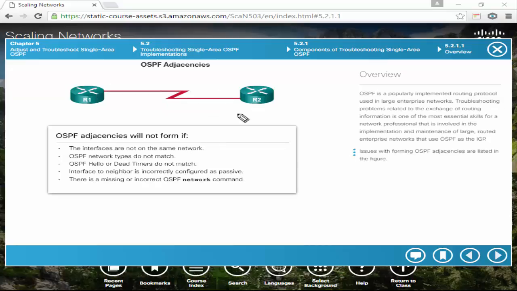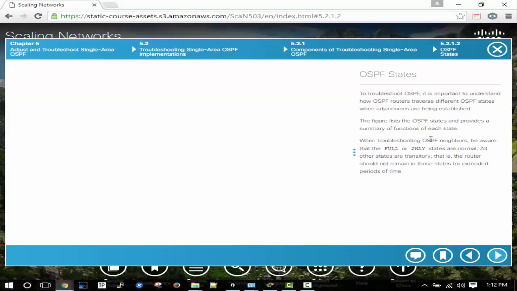But if you've set these in different networks, like put in your network command wrong, they're not going to form adjacencies there. OSPF hello and dead timers do not match, so we changed this side to make it faster, but not this side. We're not going to form adjacencies. Interface or neighbor is incorrectly configured as passive, so we put passive-interface default on this router, and so every interface is passive. There's a missing OSPF network command. We forgot to put it in. So I think a lot of those are actually redundant, but hey, that's our typical.